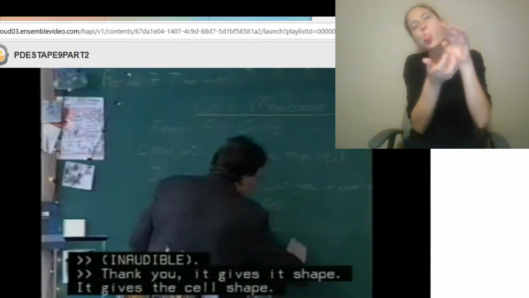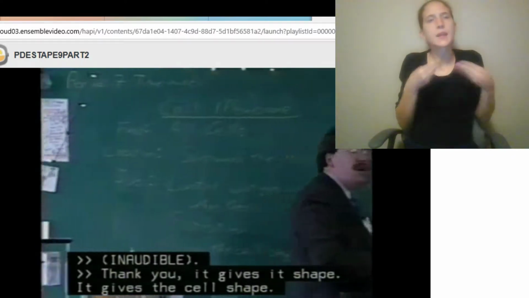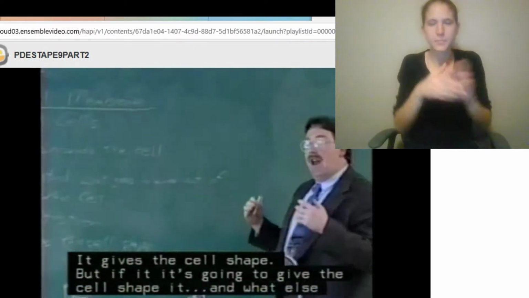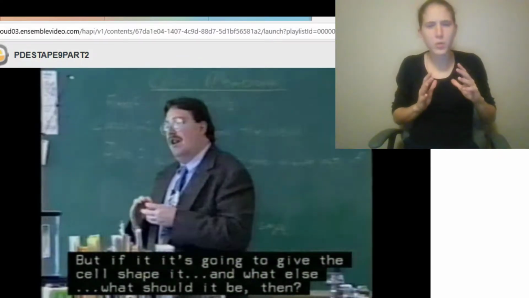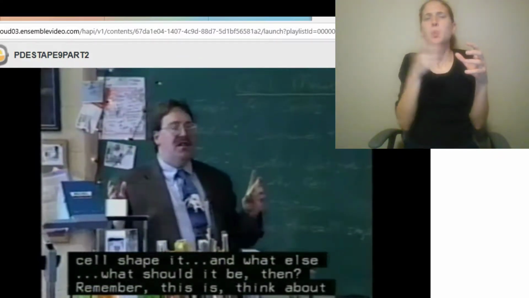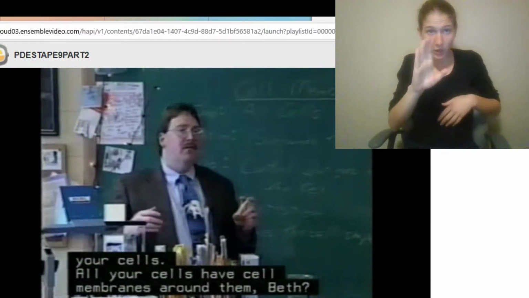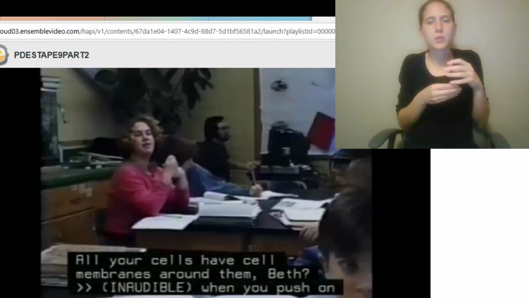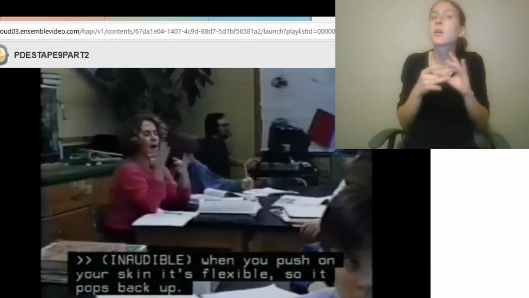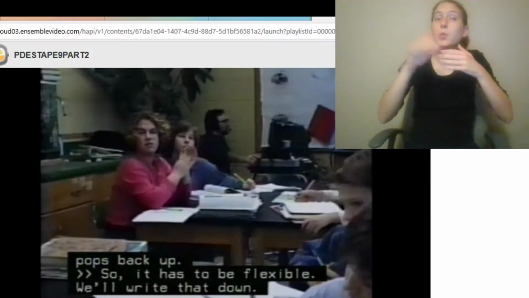Gives the cell shape, okay? But if it's going to give the cell shape, what else should it be then? Remember, think about your cells. All your cells have cell membranes around them. Beth? Well, I remember, when you touch our skin, it's flexible, so it comes back up. So it has to be flexible, okay? We'll write that down. That's an important fact.